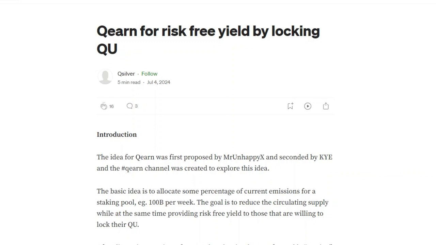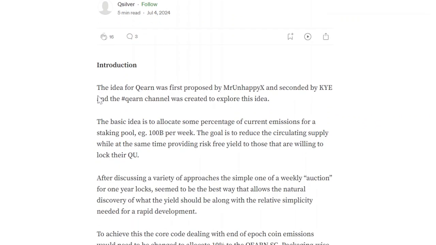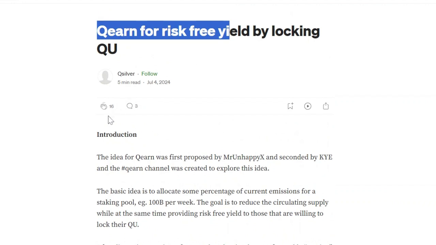And anyway, this brilliant idea is coming into action on Qubic, and it has to be passed by the quorum yet and voted in, and then there'll be an IPO which will lead to Qubic being burned. So I'm just going to read through the idea with you guys. It says here, Qearn for risk-free yield by locking Q. That's already a great first line, risk-free yield. So, introduction. And we'll discuss whether it's really risk-free in one respect.